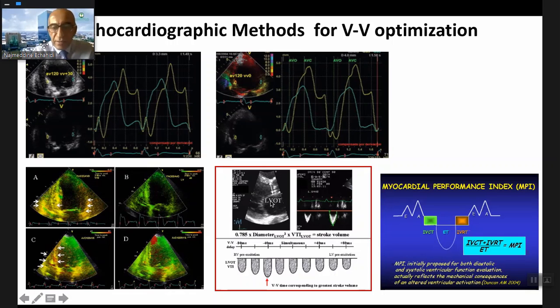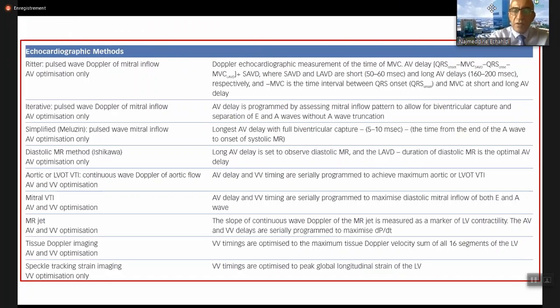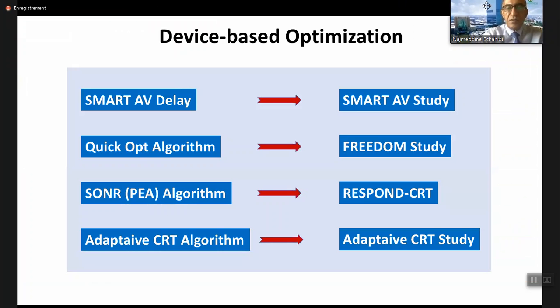The most used one is the LVOT VTI, and we are decreasing -20, -30, -40, and you have to take the parameter which will allow you to have the highest VTI. It means that you will improve the stroke volume. This busy slide is summarizing all echo parameters. Unfortunately, it is really time consuming, and two physicians will be stuck, the echocardiographer or at least the sonographer plus the EP. So we don't have time to do this.